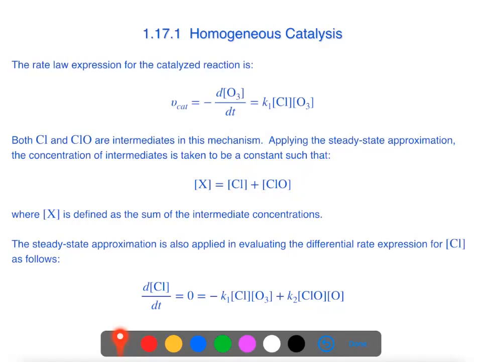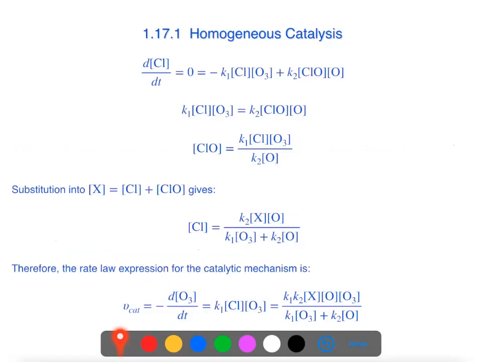Now, the steady state approximation can also be applied in evaluating the differential rate expression for the concentration of chlorine. And as shown, these are the two steps. So two terms, chlorine is involved in both of those steps. And after applying the steady state approximation, we can equate the net rate of change of the chlorine concentration to 0. In doing so, we can equate these two terms to 0 and then rearrange for the chlorine monoxide concentration.